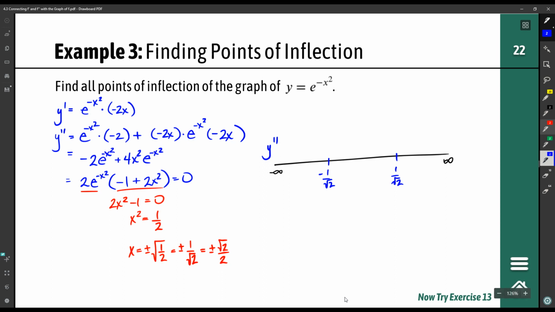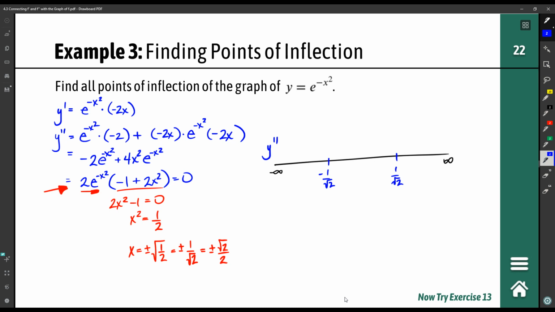And so I'm going to be looking at this y double prime simplified line. And the reason I'm looking at that is because I think it's going to make the math a little bit easier for me. Notice that e to the negative x squared is always going to be positive, so that's not too tough to find out. And as long as we have 2x squared greater than negative 1, then we're going to be positive here as well.